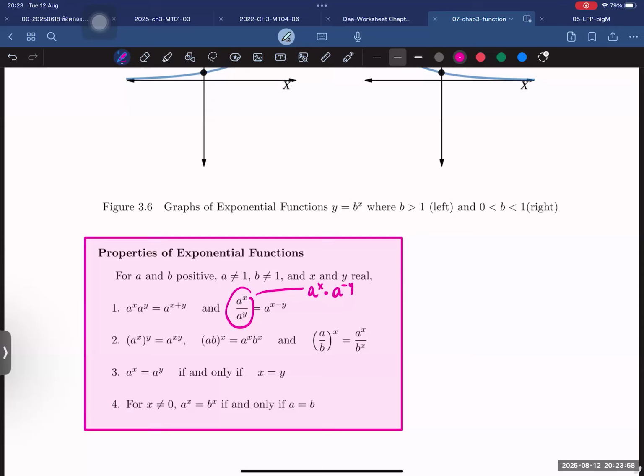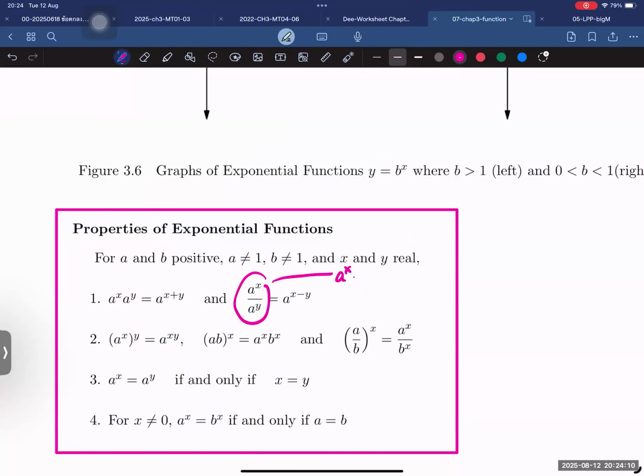So we have the same base. We have a to the power x minus y. So that's a to the x minus y. And this is a to the x raised to the power of y. So we can combine, we can multiply x and y. So this is the same as we have a to the yx, right? Because multiplication can interchange the order. So that is a to the y raised to the power of x. They are the same.